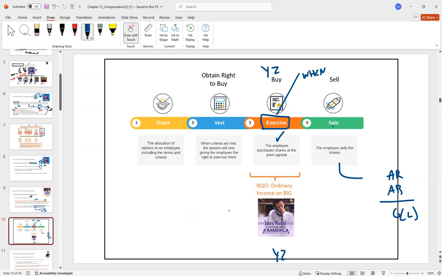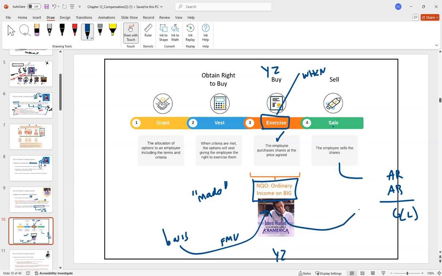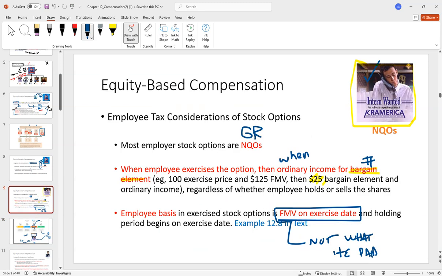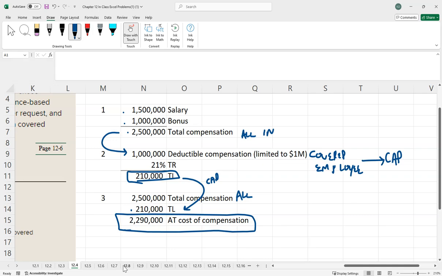Right, so the basis in this case, he'll have income for whatever he made on it or could make, that built-in gain. And the basis in that stock is going to be whatever it was worth on the open market on the exercise date, right? So the fair market value there becomes his basis later on. Let's look at 12.8 here.